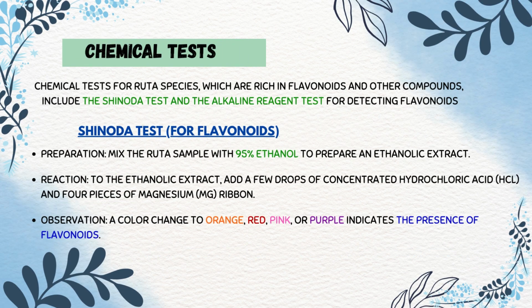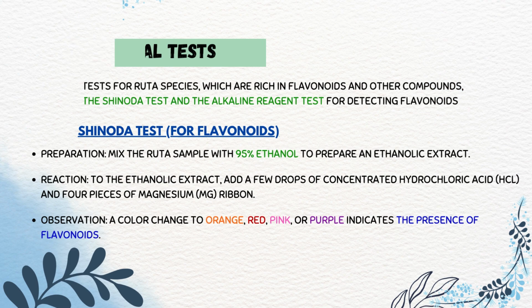Chemical test for RUTA. Chemical tests for RUTA species which are rich in flavonoids and other compounds include Shinoda test and alkaline reagent test for detecting flavonoids. First, Shinoda test for flavonoids. Preparation. Mix the RUTA sample in 95% ethanol to prepare an ethanolic extract. Reaction. To the ethanolic extract, add a few drops of concentrated hydrochloric acid and 4 pieces of magnesium ribbon. Observation. A color change to orange, red, pink or purple indicates the presence of flavonoids.